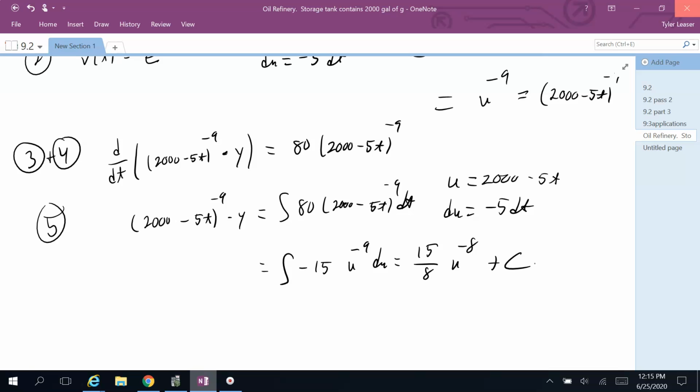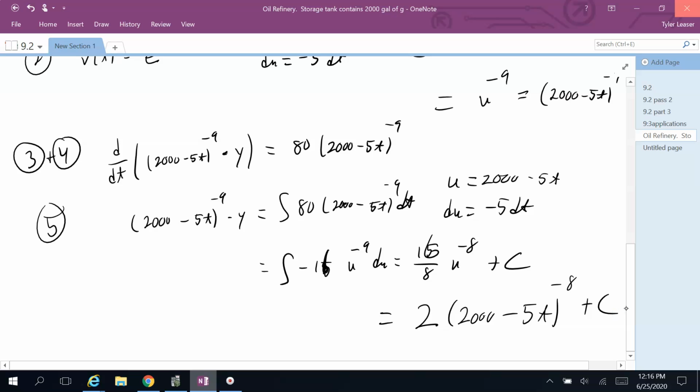Okay, hold on. I made a little mistake here, and I found my little mistake. 80 divided by 5 is not 15, it's 16. That looks a little bit better. So now we have 16 divided by 8, which is just 2. And then u to the -8, substituting back in the u, 2000 minus 5t, is to the -8 now, plus c.